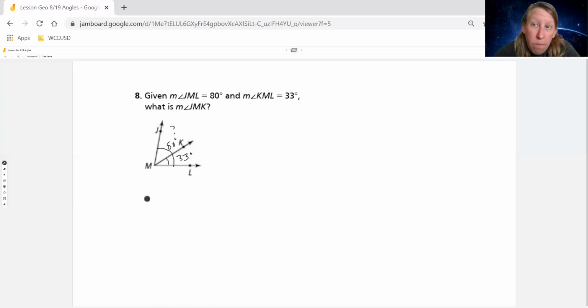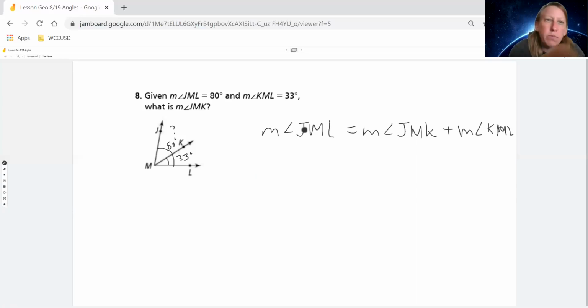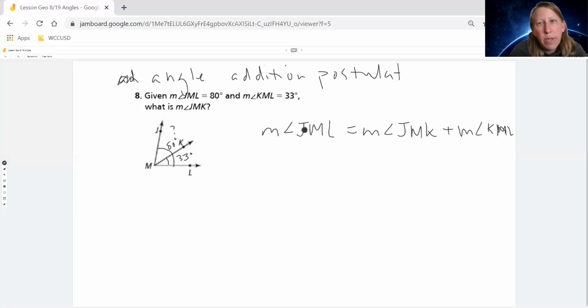That's correct. Good job. If you want to look fancy and show the geometry, you would write it like this. You would say that the measure of angle JML, which is the big one, is equal to the measure of angle JMK plus the measure of angle KML. And this is called the angle addition postulate. It says that the little angles add up together to make the big angle.